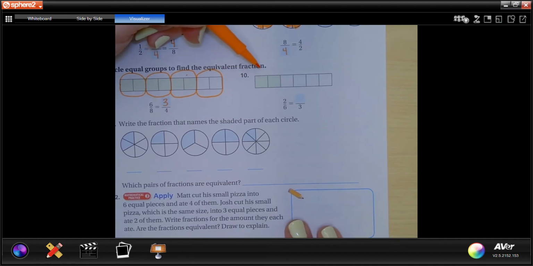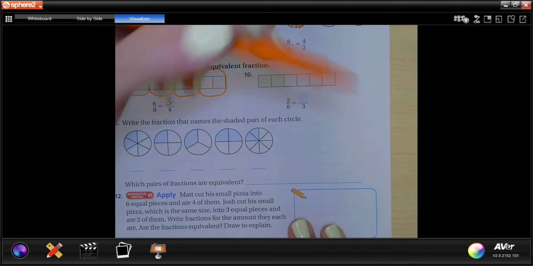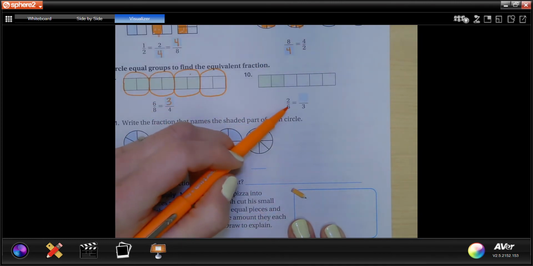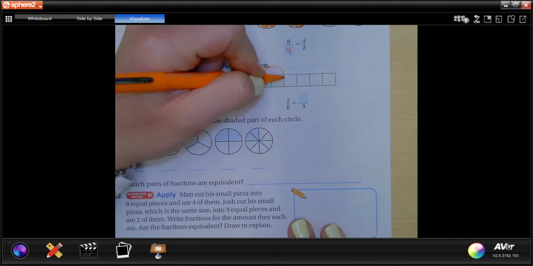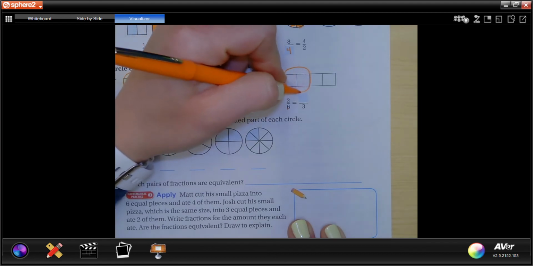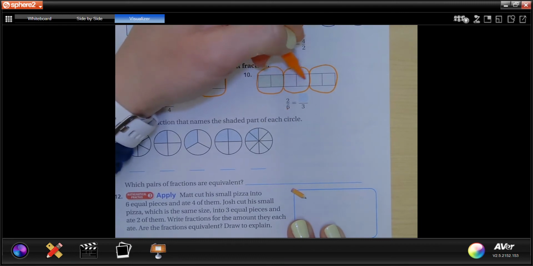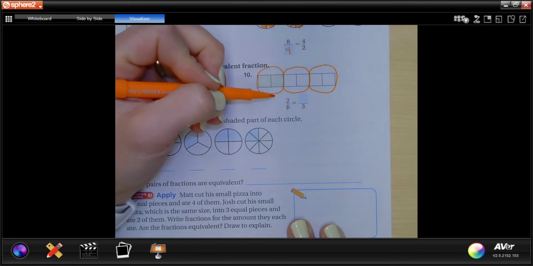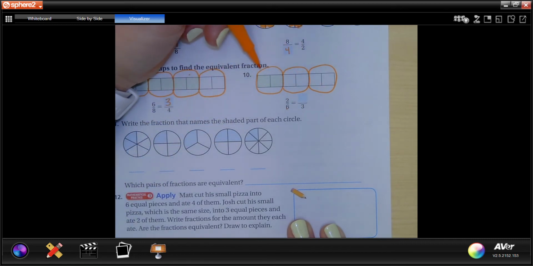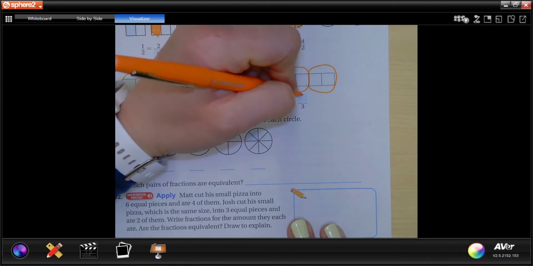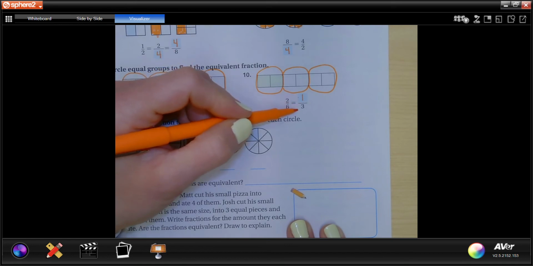Number 10. We have 1, 2 shaded out of 1, 2, 3, 4, 5, 6. So 2 sixths are shaded. If we want 3 groups that are equal, 1, 2, 3, are those equal groups? There are 2 in this group, 2 in this group, and 2 in this group. Yes, those are equal groups. So, out of the 3 groups, how many are shaded? 1 group is shaded out of 3. So 2/6 is equal to 1 out of 3, 1/3.